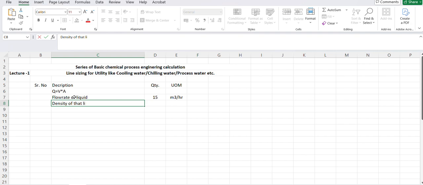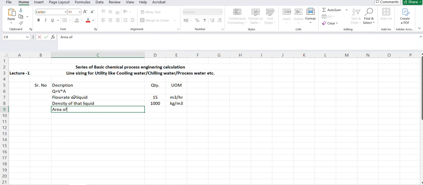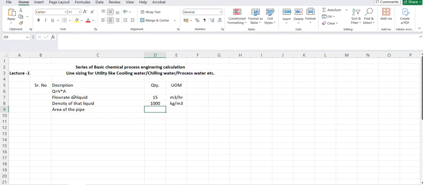Density of that liquid is 1000 kg per meter cube. Then we select the area of the pipe, which is calculated based on the cylinder formula, pi by 4 into d square. D is the diameter of the pipe which we are going to calculate.